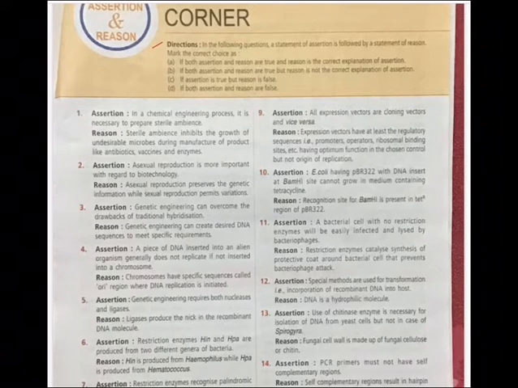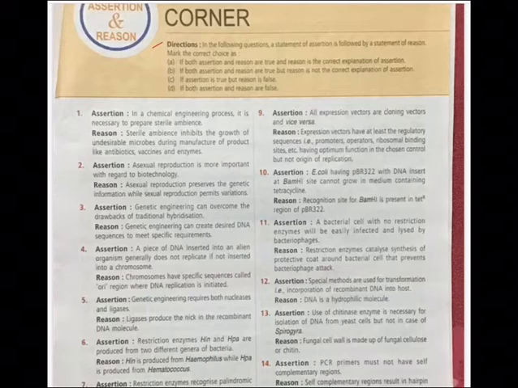So, question 1. Assertion: In a chemical engineering process, it is necessary to prepare a sterile ambience. Reason: Sterile ambience inhibits the growth of undesirable microbes during manufacture of products like antibiotics, vaccines, and enzymes.